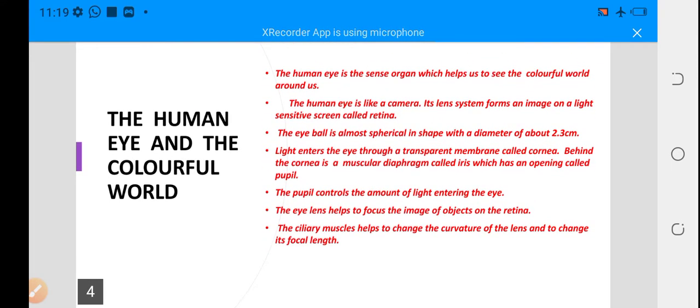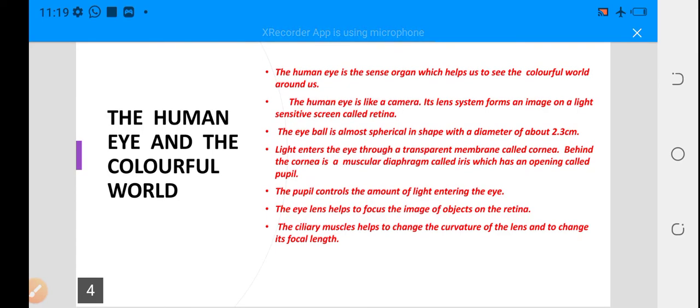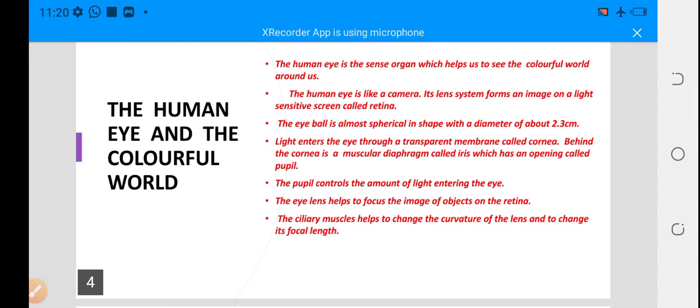So these are important points about the description of the eye. That is, the human eye is just like a camera. Its lens system forms an image on a light sensitive screen called the retina. So on the retina, the image will be formed. The eyeball is almost in which shape? It is a spherical shape. And what is the diameter of the eyeball? The eyeball diameter is about 2.3 centimeters.